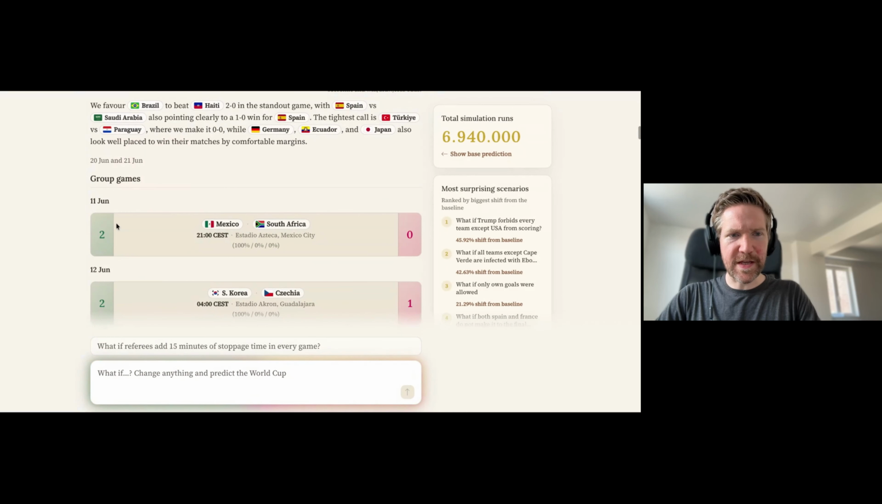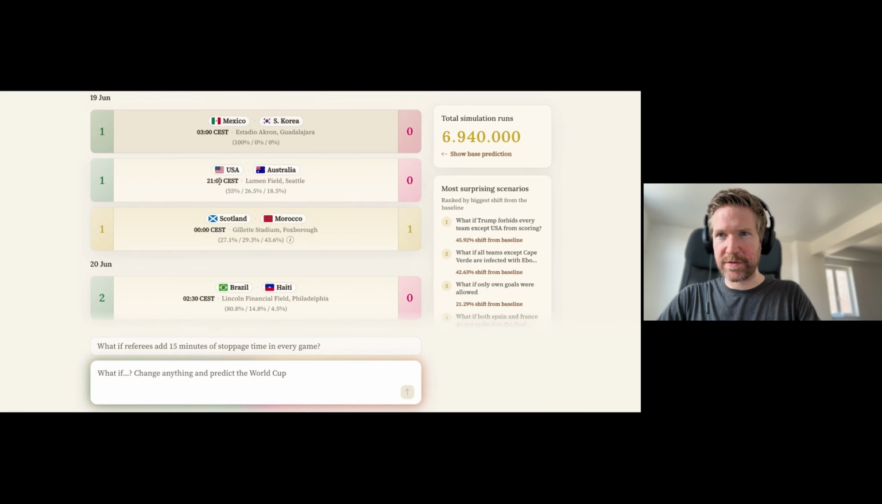Well, it starts with predictions for individual games. Tonight, in about 2 hours and a half, we'll have the USA kicking off for a second time against Australia. And we believe the US to have a 55% chance of winning this game, and we expect a representative scoreline of a 1-0. So how is this calculated?